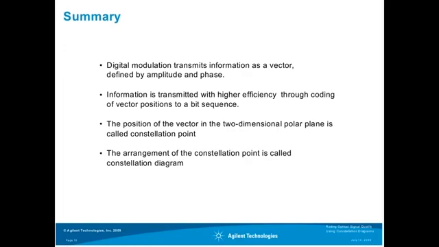Digital modulation transmits information as a vector defined by amplitude and phase. Information is transmitted with higher efficiency through coding of vector positions to a bit sequence. And the position of the vector in the 2-dimensional polar plane is called a constellation point. And the arrangement of these constellation points is called a constellation diagram.